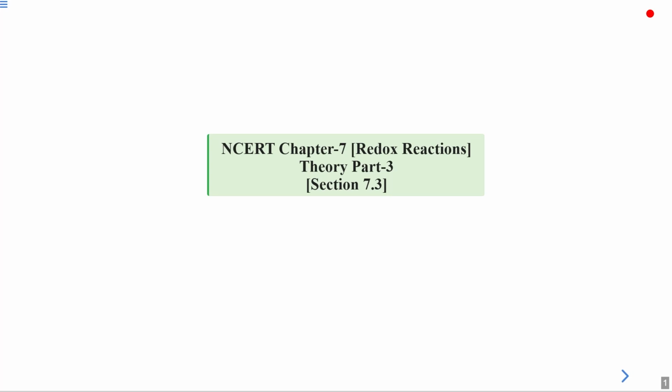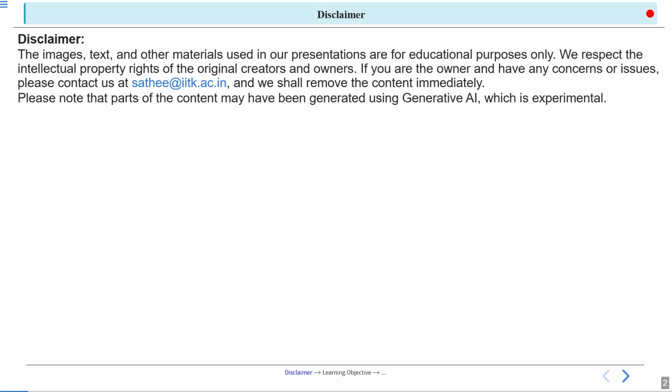Hello, students. Welcome to today's lecture of NCERT Chapter 7, that is Redox Reactions. This is theory part 3, in which we are going to cover NCERT section number 7.3. This is the disclaimer, as you can see on your screen.